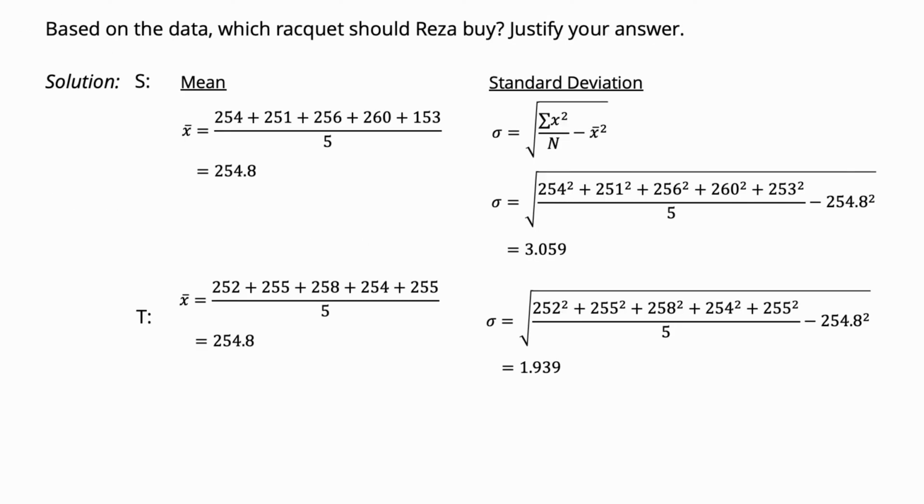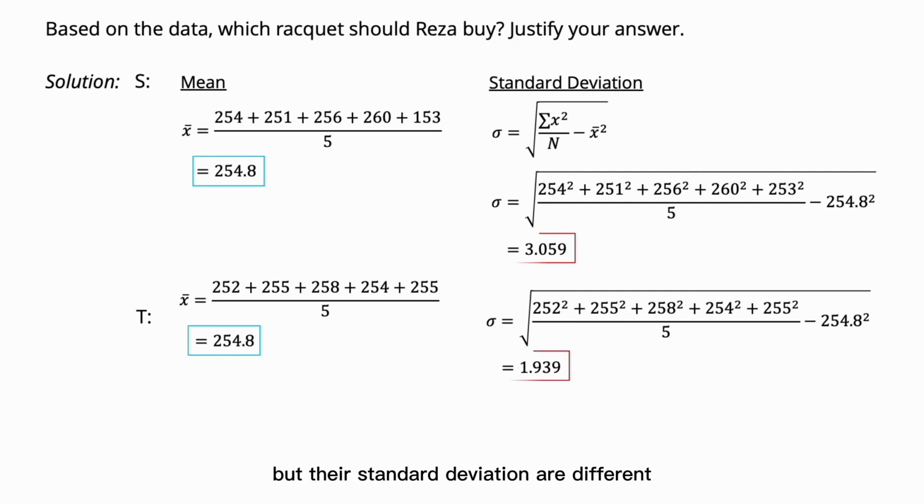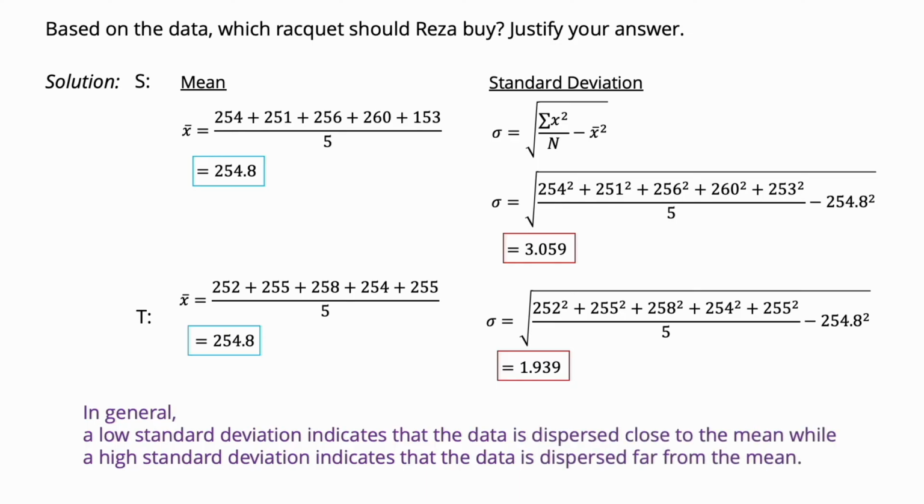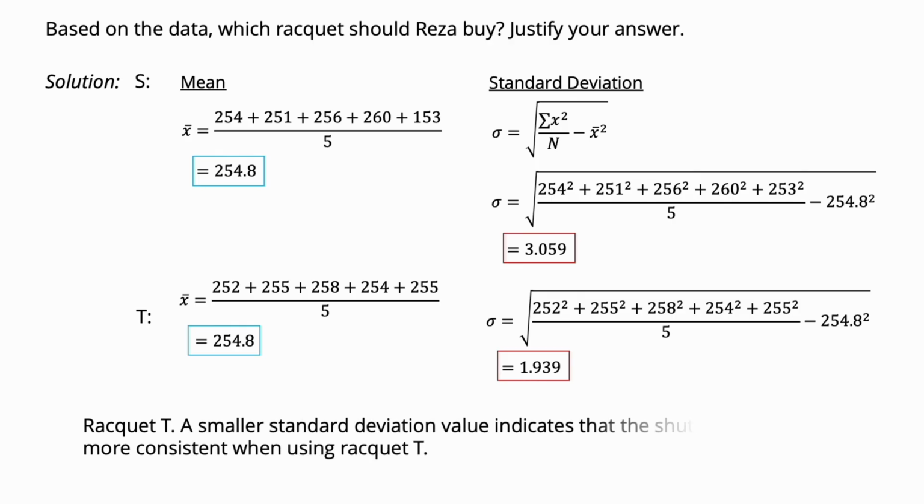If one of the rackets should be bought, we can see that their means are the same but their standard deviations are different. In general, a low standard deviation indicates that the data is dispersed close to the mean, while a high standard deviation indicates that the data is dispersed far from the mean. Therefore, buy racket T because a smaller standard deviation value indicates that the shuttlecock speed is more consistent when using racket T.